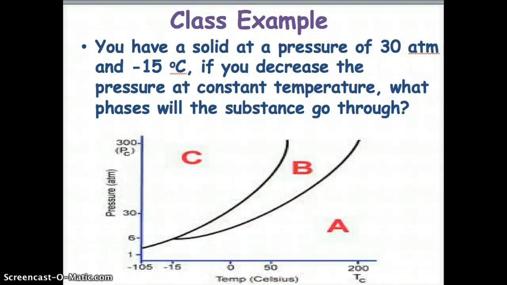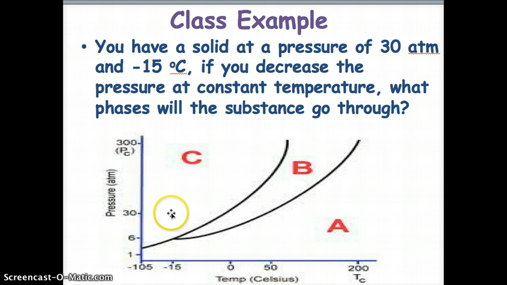So here's an example of a question I asked on a quiz last year. You have a solid at a pressure of 30 atmospheres and a temperature of negative 15 degrees Celsius. If you decrease the pressure, okay, so you're decreasing the pressure at a constant temperature, what phases will the substance undergo? So we are going to go to you have a solid. So first of all, solids are all the way on the left side where it's region C at 30 atmospheres, which is right here, and negative 15, which is right here.